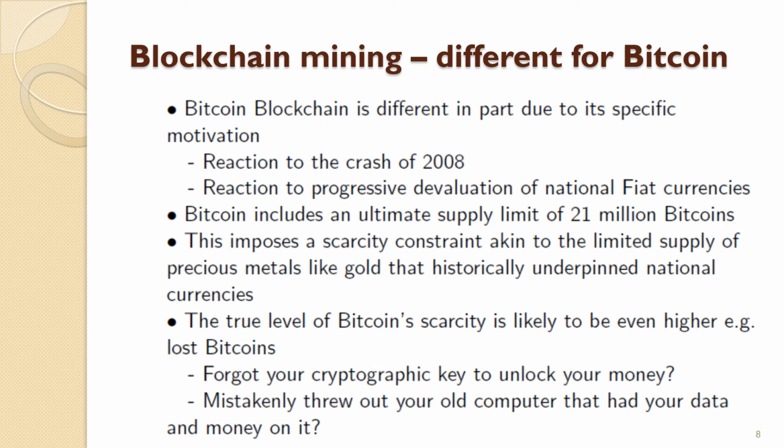So Bitcoin, as part of this, includes an ultimate supply limit of 21 million Bitcoins. So the idea here is that this imposes a scarcity constraint akin to the limited supply of precious metals like gold and silver that historically underpinned national currencies. Now, within this explicit design, the true level of Bitcoin scarcity is likely to be even higher. So, for instance, lost Bitcoins. For instance, if you forgot your cryptographic key to unlock your money, or have you made the ultimate mistake and thrown out your old computer and the old computer hard drive that had your data and your money on it? Okay, so there are two things here that Bitcoin seeks to mimic: a scarcity constraint and this sort of mining process.